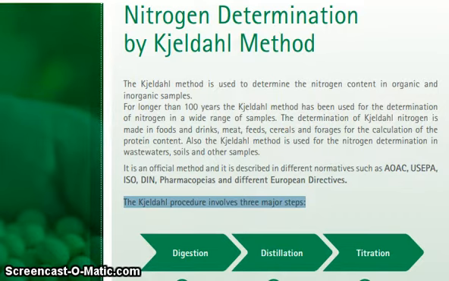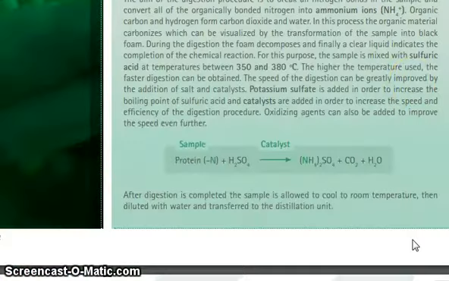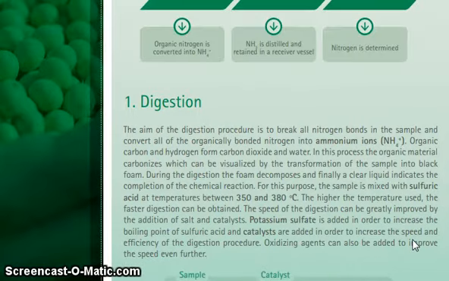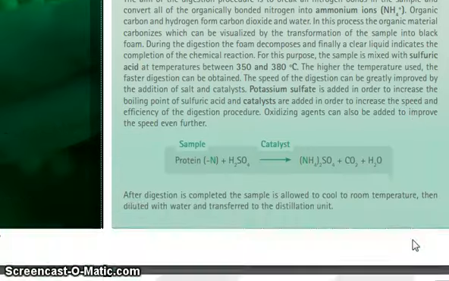So, Kjeldahl procedures involve three major steps: digestion, distillation, and titration. DDT: digestion, distillation, and titration. What is the meaning of digestion? Digestion means organic nitrogen is converted into ammonium ion, distillation means ammonia is distilled and retained in a receiver vessel, and titration is the determination of nitrogen.